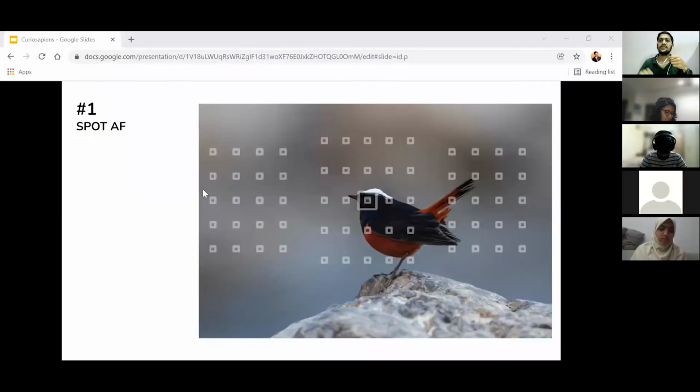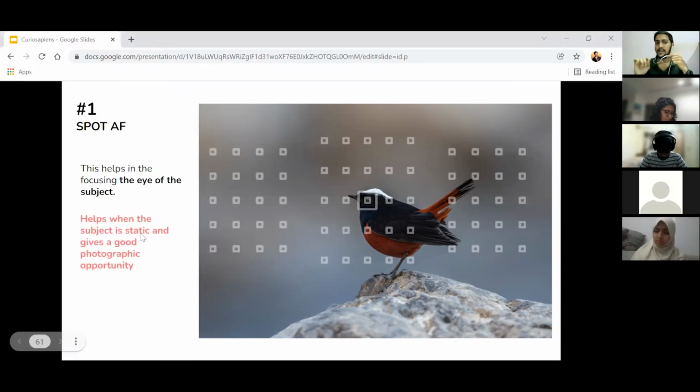There is something called spot focus. This is focusing on one particular point. When do you use spot focus? It helps to focus on a particular eye of the subject. It is not just for bird photography, but also for human photography. Even when you shoot humans, you have to make sure the focus is on the eye, so that it attracts attention to the frame.